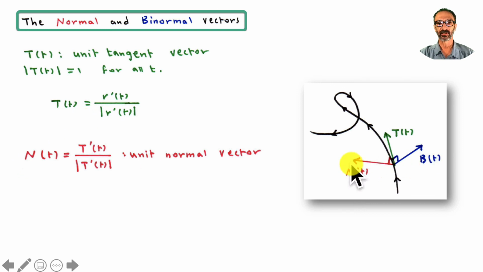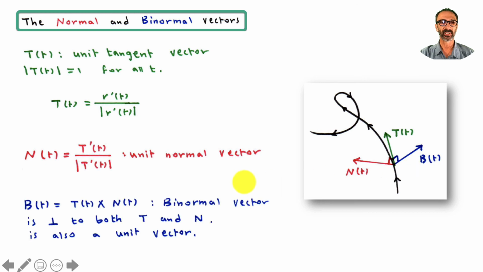N of t, this right here in red, is the unit normal vector, which is actually T prime of t divided by the magnitude of T prime. As you can see, the 90 degree right here tilted. So this is following the graph, and this is pointing in. So if you're going this way, that's going to point in.